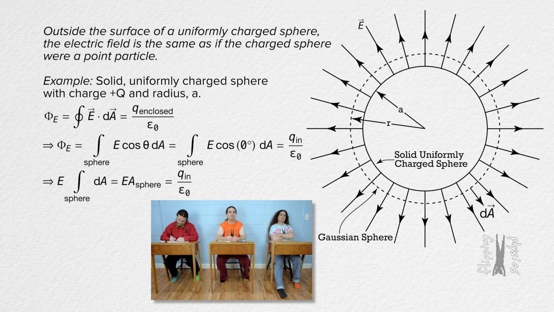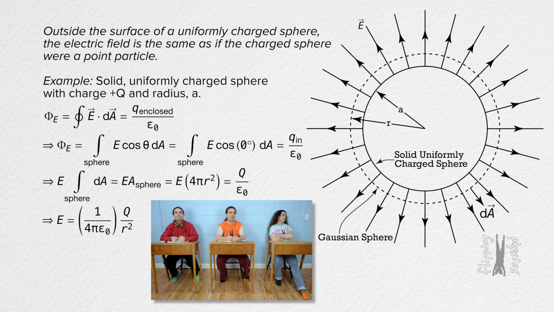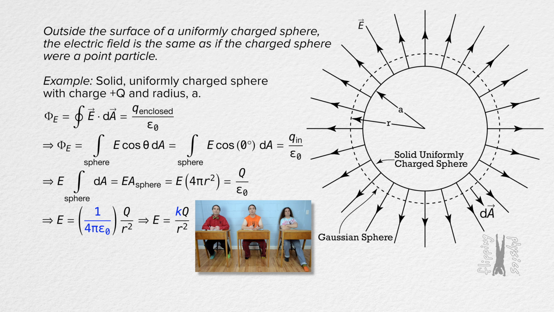The surface area of the Gaussian sphere equals 4 pi times the square of the radius of the Gaussian sphere, which is lowercase r. The charge inside the Gaussian sphere is the charge on the charged sphere, or capital Q. We derived that the electric field outside a charged sphere equals the inverse of 4 pi times the permittivity of free space, all times the charge on the sphere divided by the square of the distance from the center of the sphere to the location of the electric field. But we can replace the parenthetical variables with the Coulomb constant, because the Coulomb constant equals the inverse of 4 pi times the permittivity of free space.